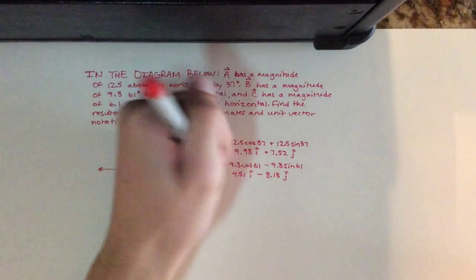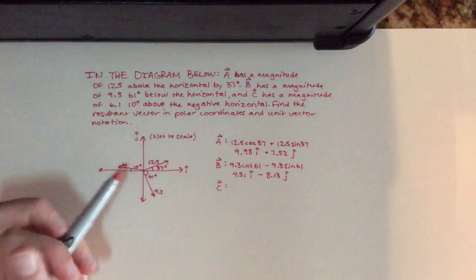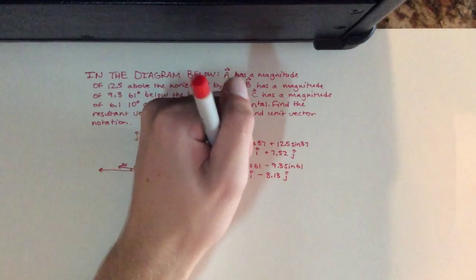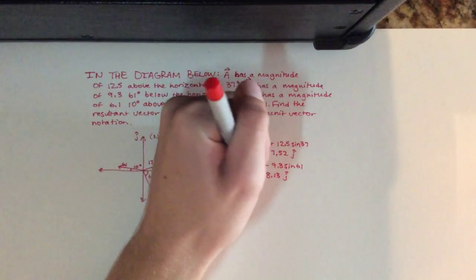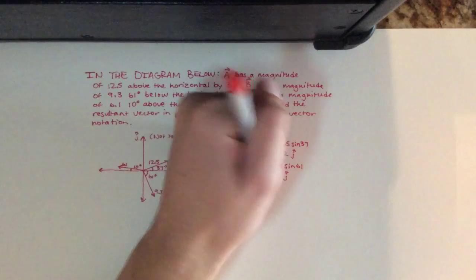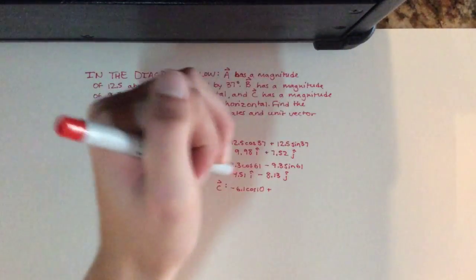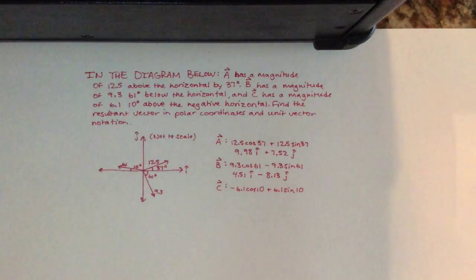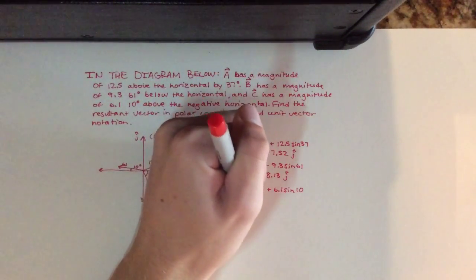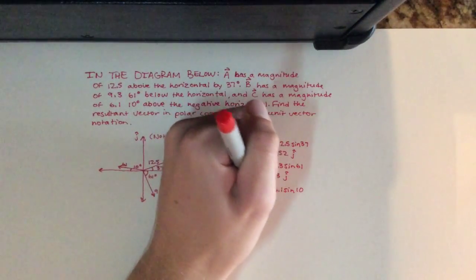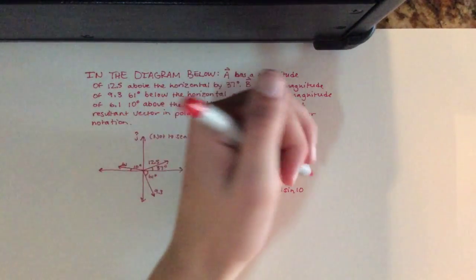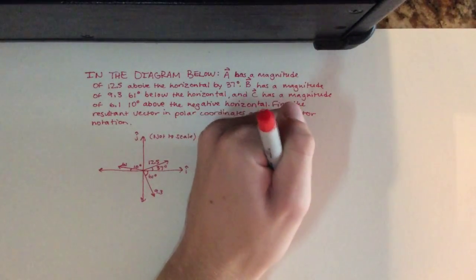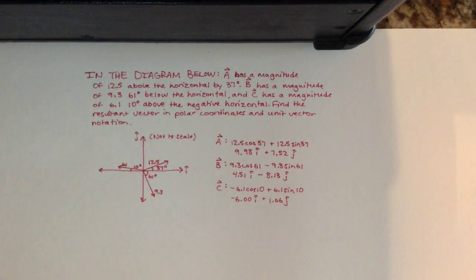And now for C, since we have a negative x direction, we're going to do negative 6.1 cosine 10, and since it goes positive, we have positive or plus 6.1 sine 10. You do these calculations, you should get negative 6.00 i hat and positive 1.06 j hat. Okay, now you have the components of all three vectors, and so you're probably wondering, what are we going to do next?